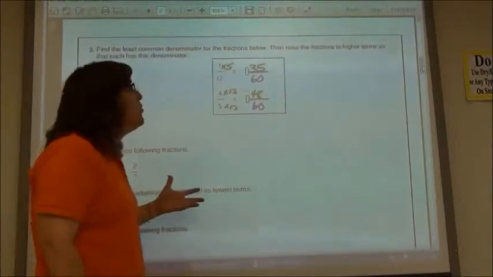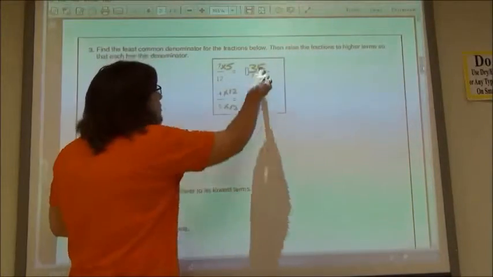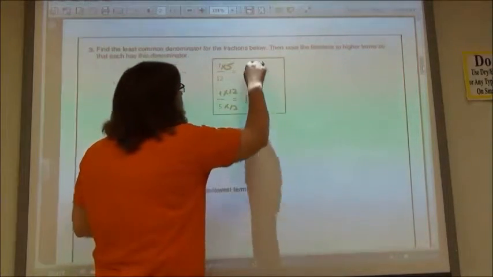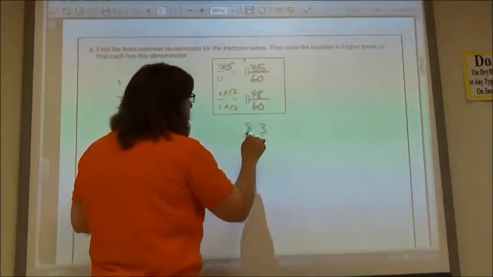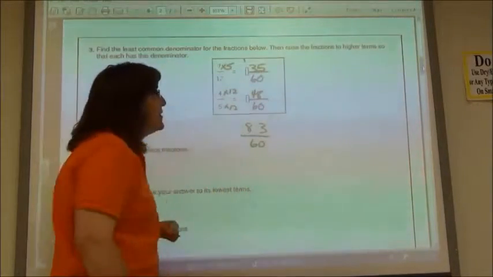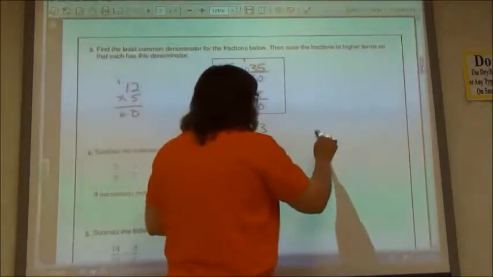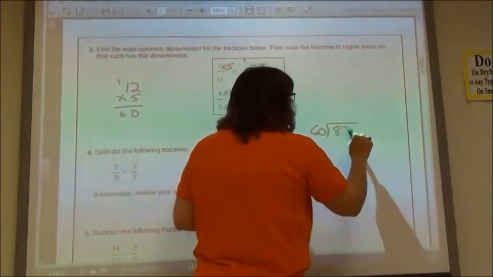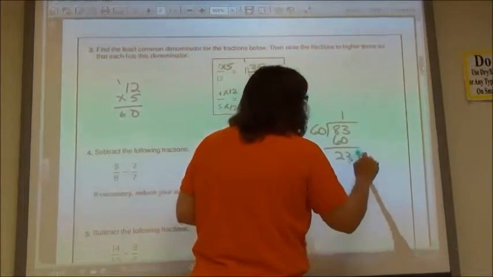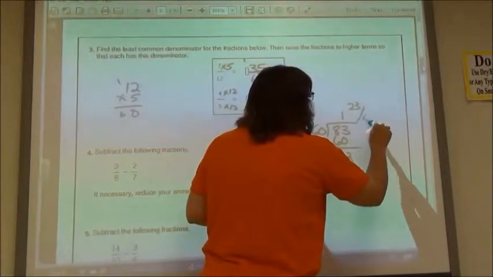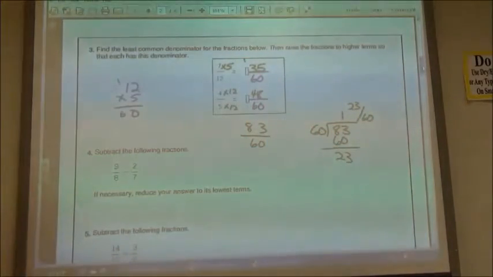So I'm just going to continue with this one. If it told me to add, then I'm going to go ahead and add. So 5 plus 8 would be 13. 3 plus 4 is 7, plus the 1 is 8, so I get 83 over 60ths. When you have improper fractions, they're going to have you write the mixed number. So 60 goes into 83 one time. I get 23 left over, so I have 23 60ths, so 1 and 23 60ths.